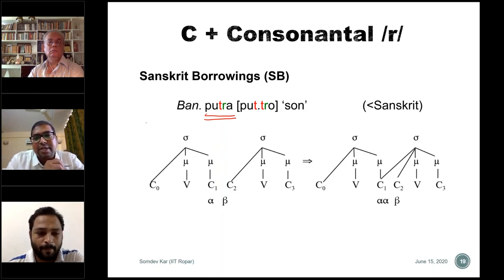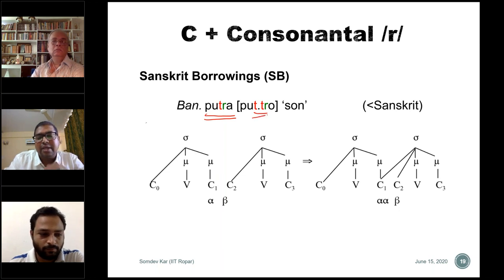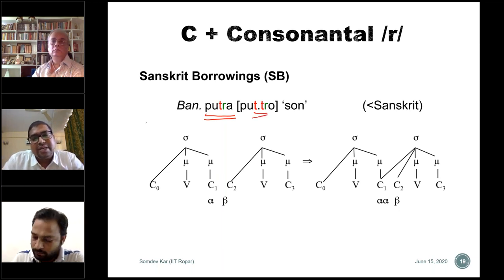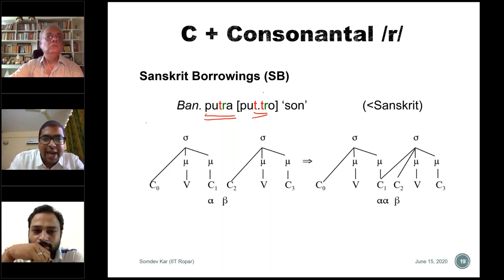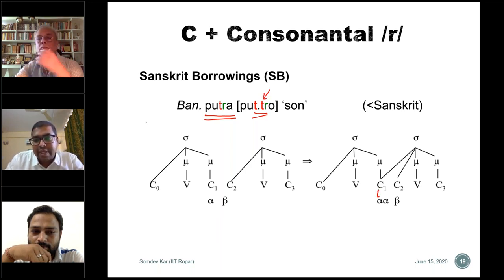So the ta and ra, it's just a cluster which is being geminated when you are actually pronouncing it in Bangla. So putra becomes putro, and then putro has this additional ta thing. It is not getting added. Look at this. This is that ta, and this is the ra.